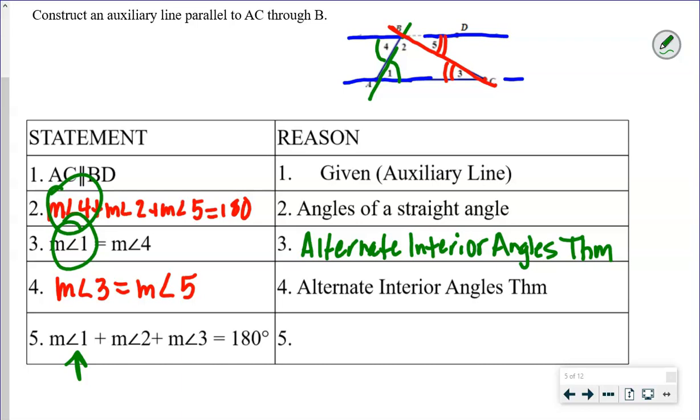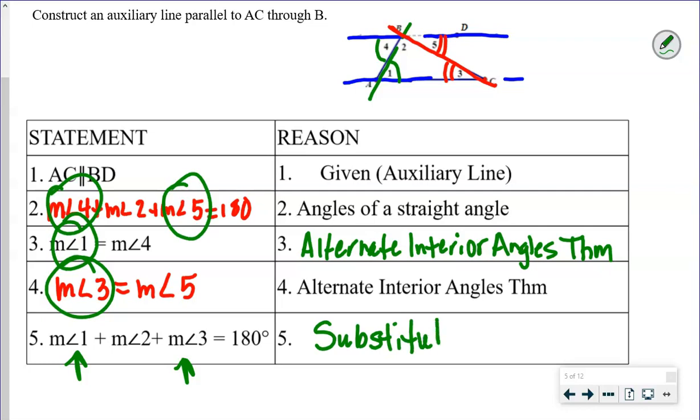And then we could also substitute the measure of angle 3 in, right? Because of this statement right here. That is congruent with 5. So that's where we got those two measures. So what did we do? Didn't we do the substitution property? We did. So that is what happened here. And this is substitution property of equality, right?